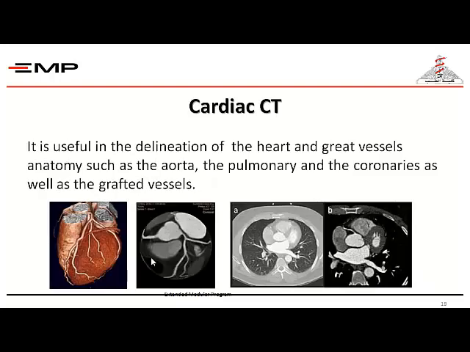These are the cardiac CT images on the bottom of the slide. You can see that it is used for delineation of the heart chambers and the heart vessels. It's a very useful test to obtain a good idea on the anatomy, both of the vessels and the chambers. The vessels include the aorta, the pulmonary, and the coronaries, and also the grafted vessels. It is considered the gold standard investigation before coronary angiography in patients who underwent coronary artery bypass graft.